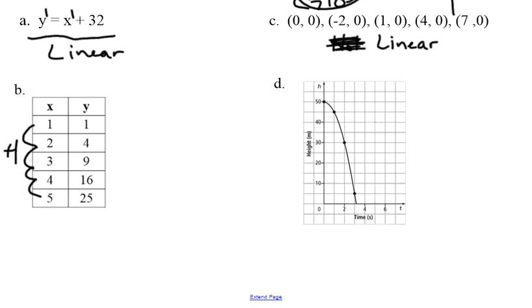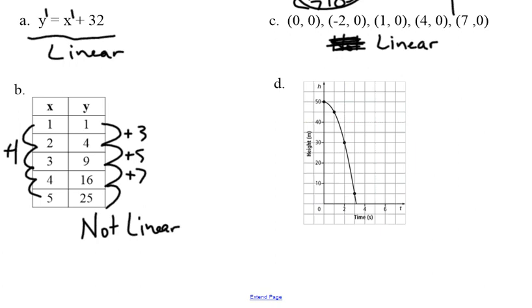Yes, we're going up by 1. Do we have a pattern in our y's? We're going up by 3, up by 5, up by 7. Definitely no pattern. These aren't zeros, which are a unique situation. In this case, definitely not linear.